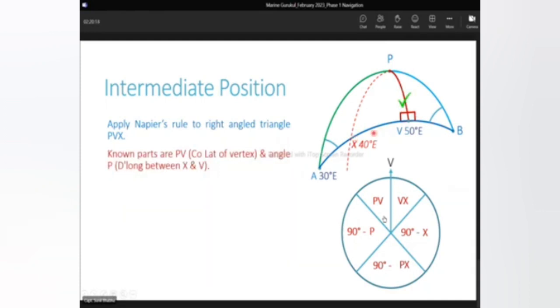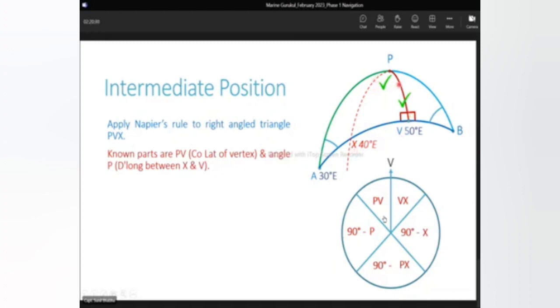Now one part which is known to us is Papa Victor. Papa Victor is the colat of the vertex. The vertex latitude and longitude is already calculated. So we know what is the colat of the vertex. And the second part which is known to us is angle P of this triangle. Angle P is the d long, difference of longitude between the vertex and position X.